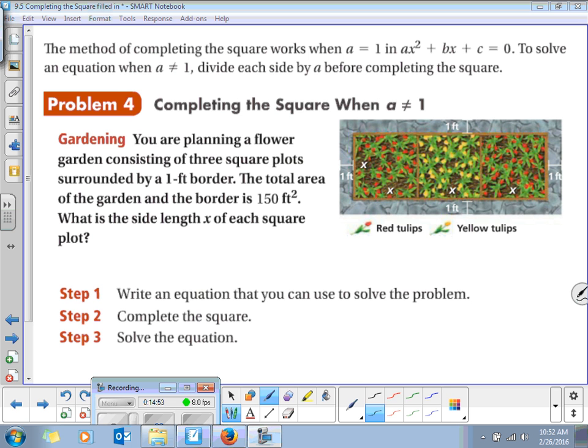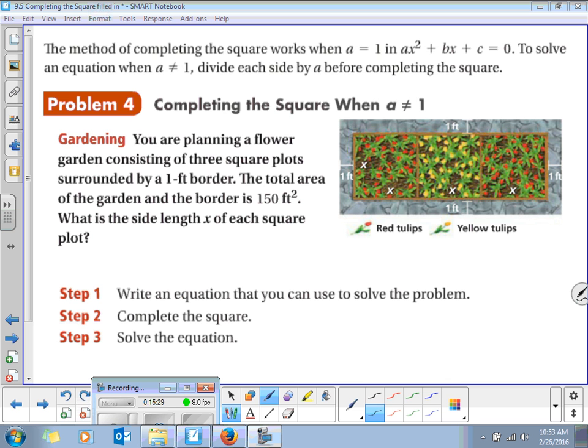All right. The method of completing the square works when a is equal to 1 in ax squared plus bx plus c. To solve an equation when a, the coefficient of the first term, is not equal to 1, we have to divide each side by a before completing the square. Okay? So problem 4 is completing the square when a is not equal to 1.